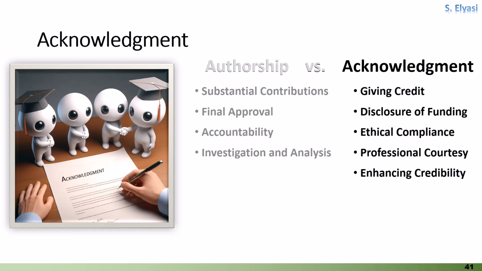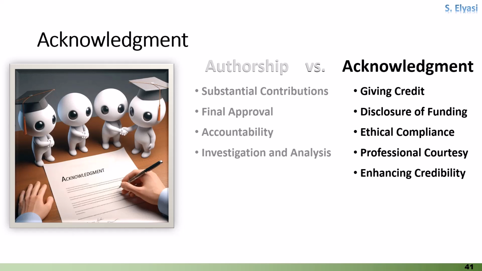This section thus plays a pivotal role in the scholarly publication process, ensuring that all contributions are appropriately acknowledged and that the research is presented with maximum transparency. The acknowledgement section, while not mandatory, is significant as it reflects the collaborative nature of scientific research and acknowledges contributions that were substantial but did not qualify for authorship.